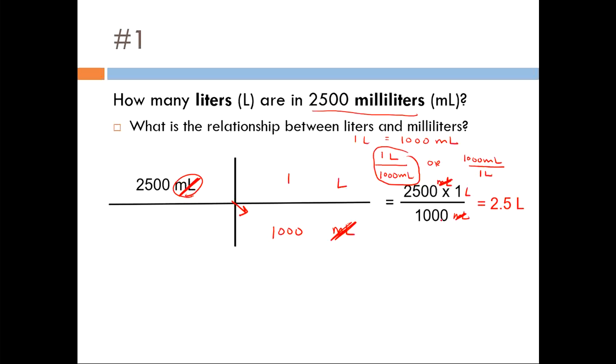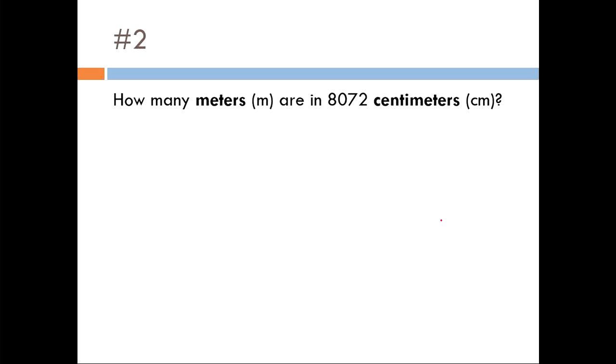And just keep in mind with all of these problems, even though I don't explicitly say it, we are using significant digits in our final answers. Problem number 2, how many meters are in 8,072 centimeters? Let's start with our starting number. So I write my starting number and then I draw the fence. What's next here?